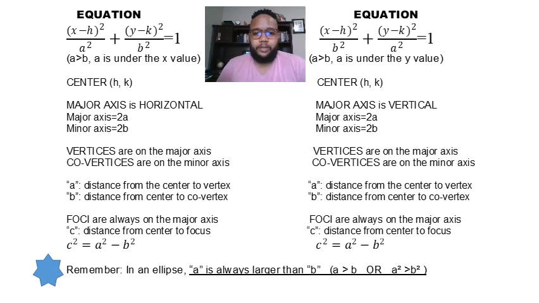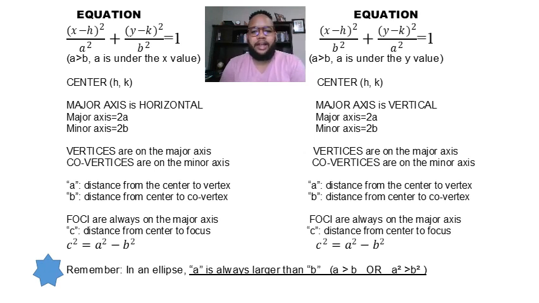All right. The center in both cases is (h, k). H is with the x, k is with the y. And for both of these, our major axis is 2a and our minor axis is 2b. The only difference is the major axis is horizontal where a is under the x squared. The major axis is vertical if a is under the y squared. Again, a just meaning the bigger number.